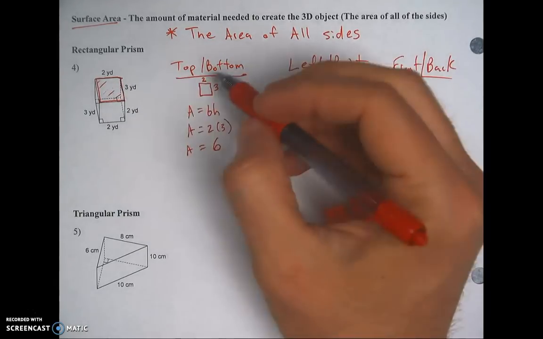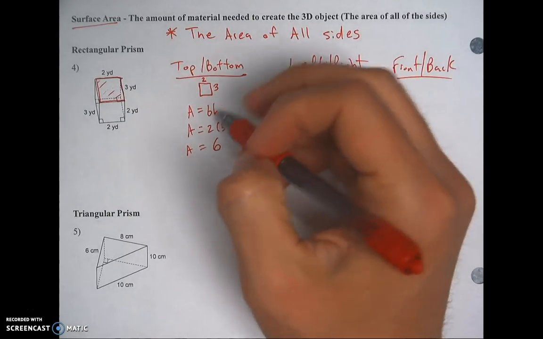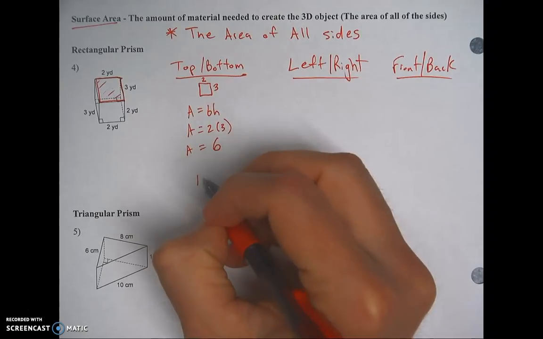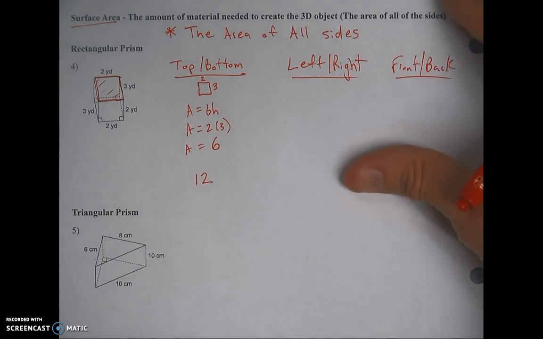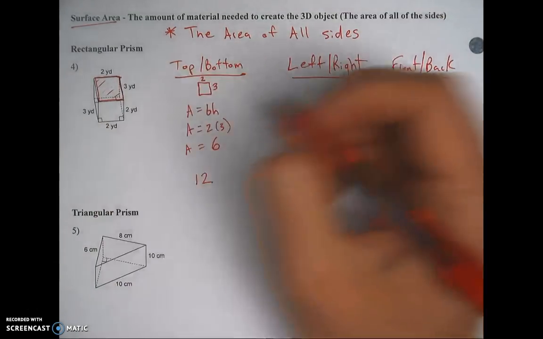Now that's just for one side. Since we have a top and a bottom, we're going to double this. So the total area of the top and the bottom is 12. 6 on the top, 6 on the bottom. Pretty simple. Now the left and the right.